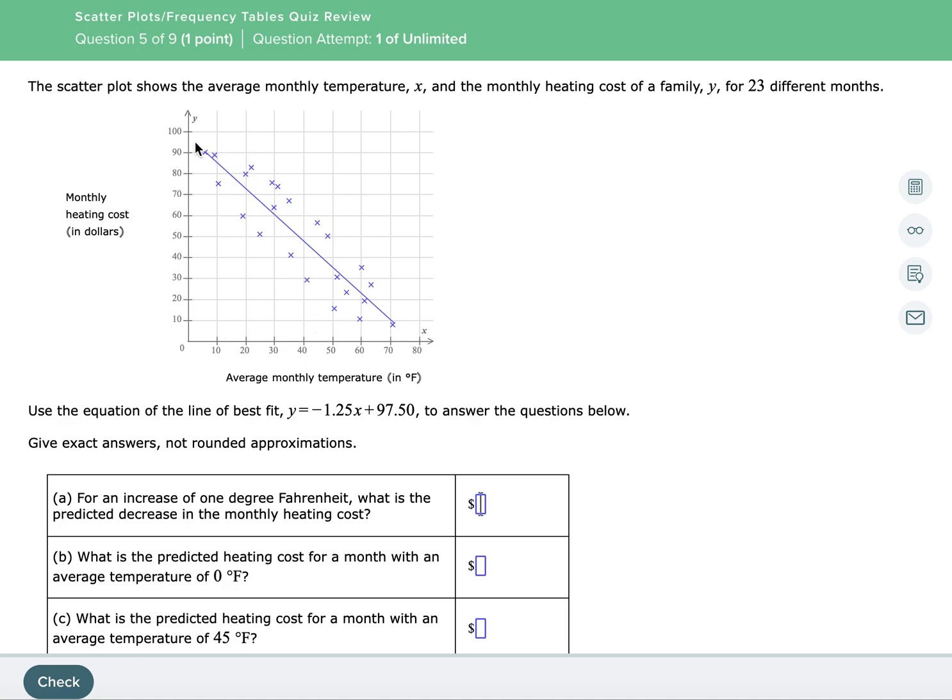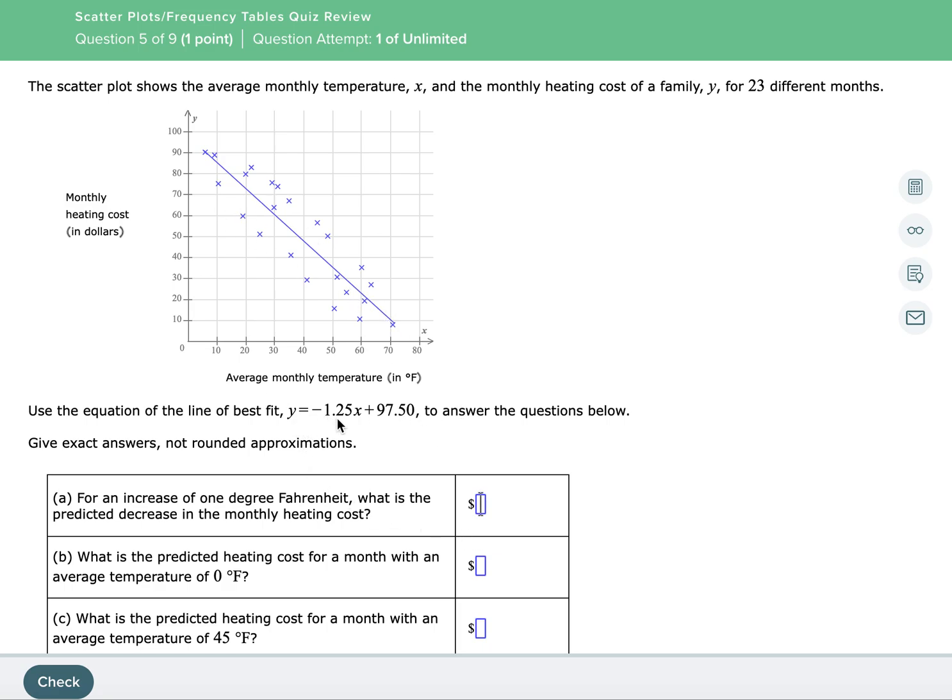So this is going to have a negative, right? It's a negative association, a negative linear relationship, correlation. It's going down from left to right. That's why it's negative. And so what they do is they give us this line here. They give us an equation of a line, and this equation models this blue line right here.